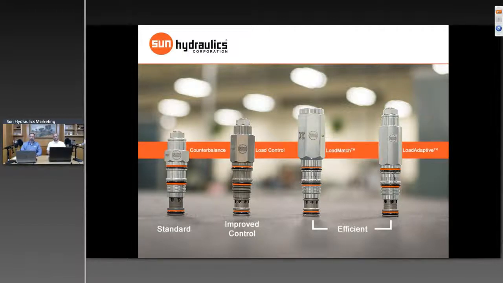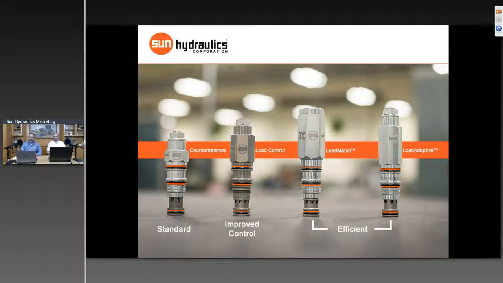Okay. Another question just came in. Are there ISO fluid cleanliness levels required the same for the more efficient load match and load adaptive valves? The answer there is we don't require you to have a cleaner oil than we would otherwise recommend for using the load adaptive and the load match valves. If you're meeting the recommendation that we have on the website today, that's adequate for those valves as well.